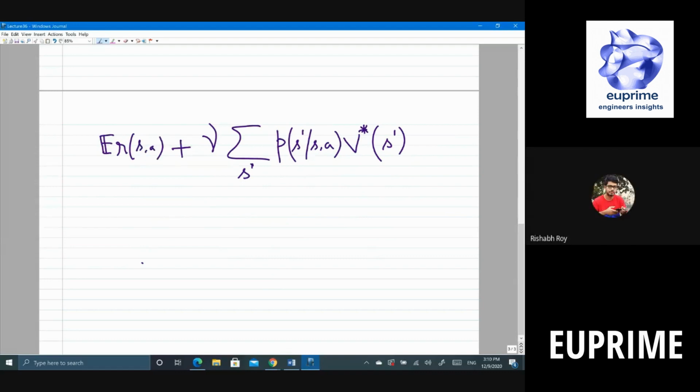Sir, I was summing on S'. Why are we not considering actions also? They are different. When we are averaging, we are considering only the sum over S'. But A is also a variable, like for every state there are different actions.